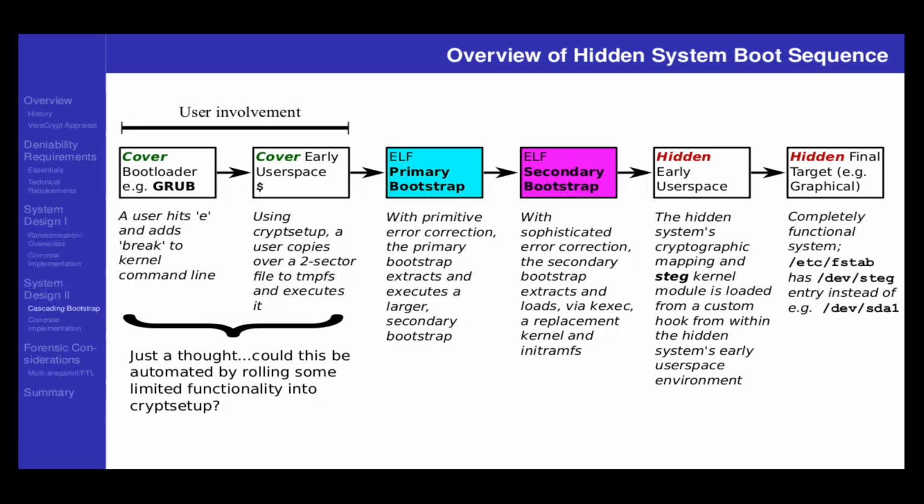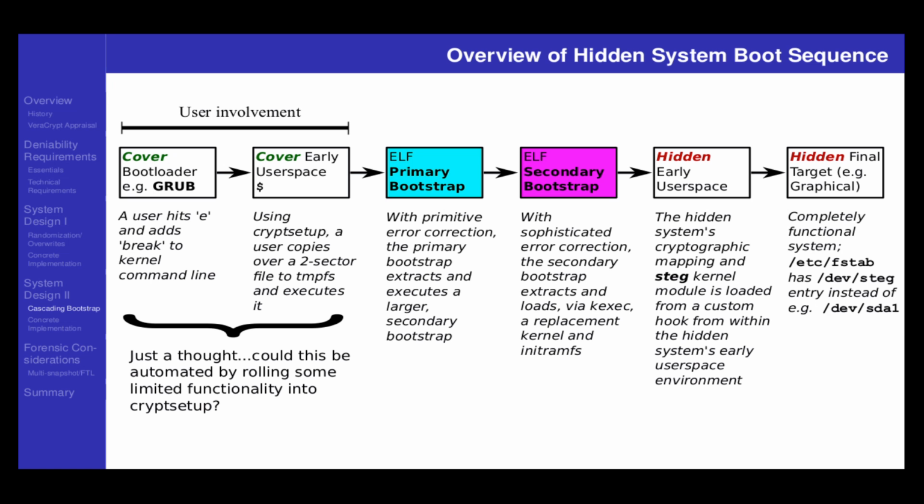And so the way the boot system works is like this, basically. So you have your cover system. Let's say your stock Ubuntu machine is going to be using grub. You tell grub to break, so you break into early user space. From early user space, you copy over a couple of sectors onto tmpfs. You make the sectors executable. You run the sectors. Then you have your secondary bootstrap.